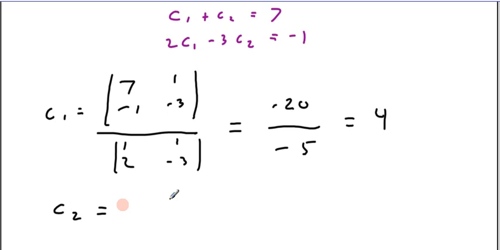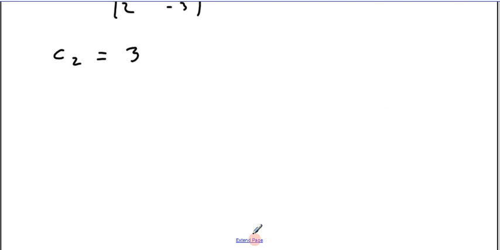C2, well, if C1 is a 4, then C2 has to be a 3. There's no reason to use Cramer's rule to get that. We plug them back in here: 8 minus 9 is minus 1, so that checks. So now we're ready to do the final answer.